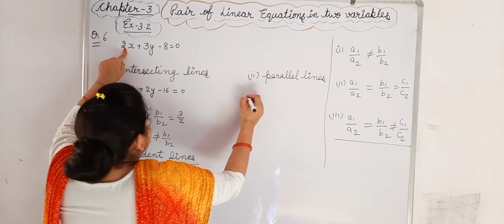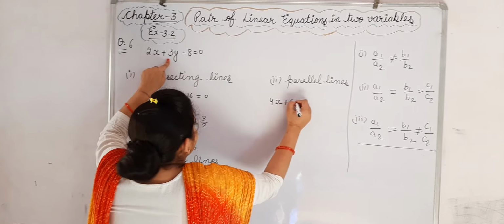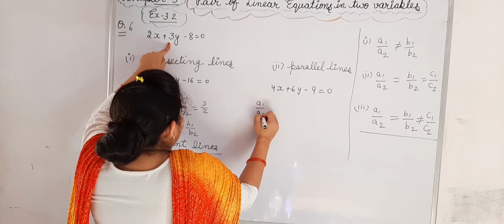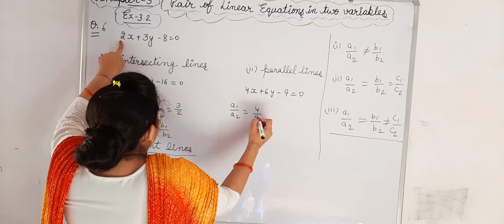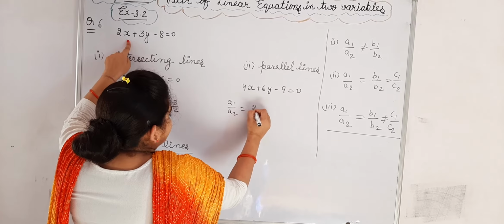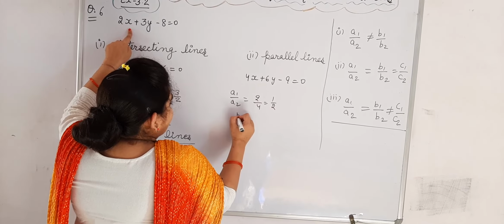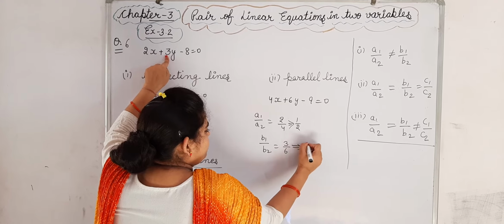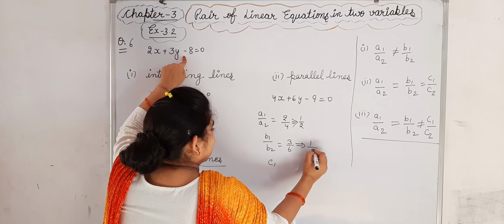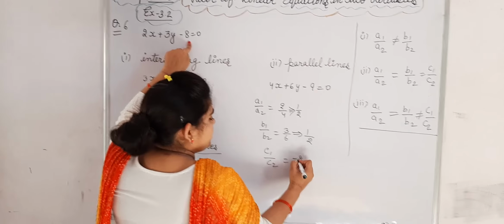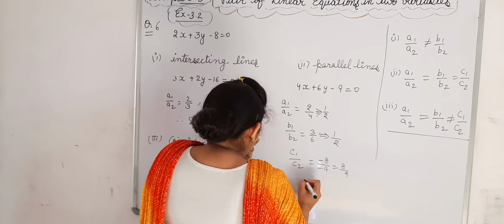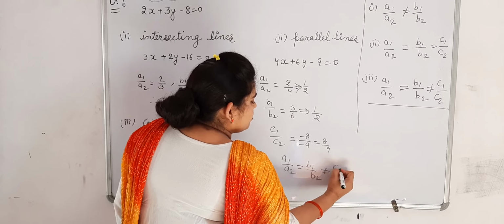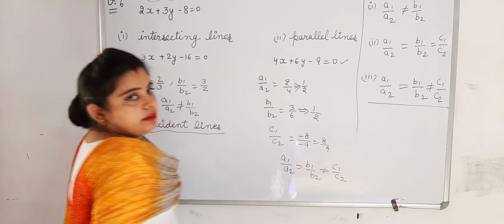We can take any example. 4x plus 6y minus 9 is equal to 0. In this case, a1 by a2 will equal to 2 by 4 means 1 by 2, b1 by b2 3 by 6 means 1 by 2, and c1 by c2 minus 8 by minus 9 means 8 by 9. In this case, a1 by a2 is equal to b1 by b2 but not equal to c1 by c2. So we can take this example.